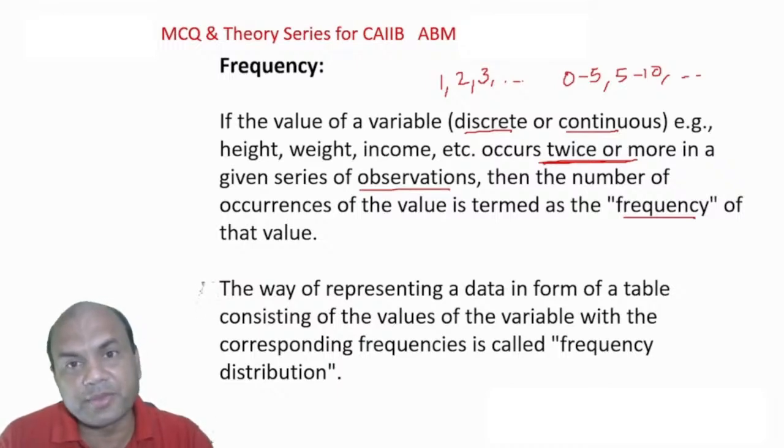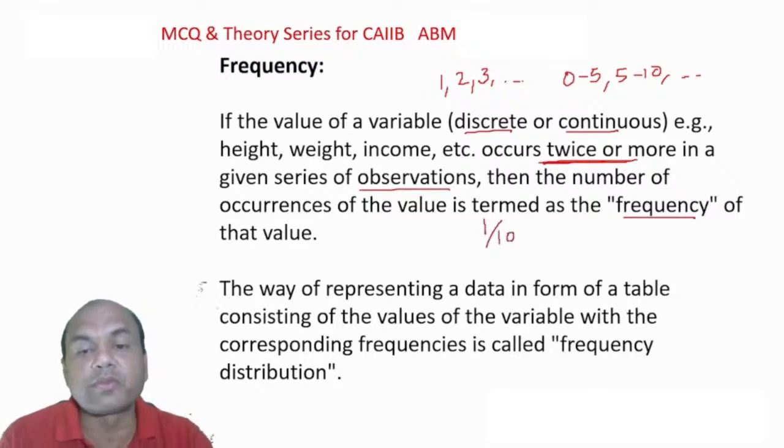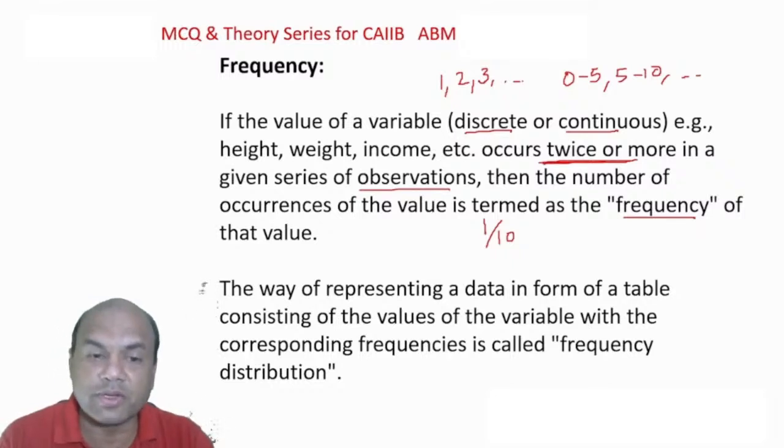In exam, sometimes you get the numericals also. In that numerical, the frequency is 1 upon 10. So that is the frequency, and in numerical you can write it as 1. But remember, from the definition point of view, occurs twice or more is known as a frequency.